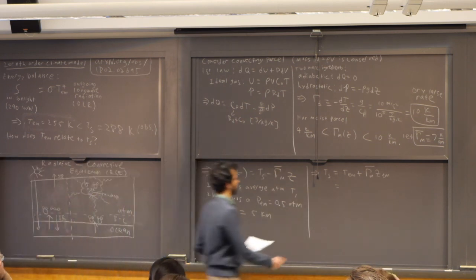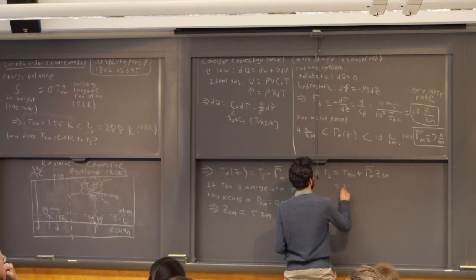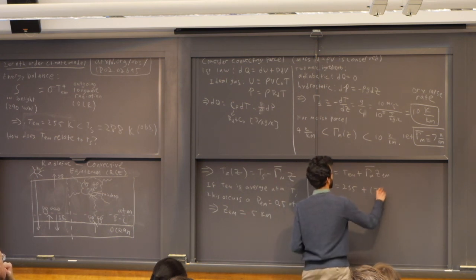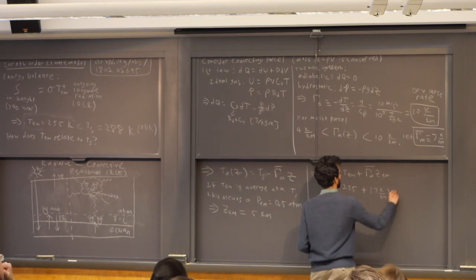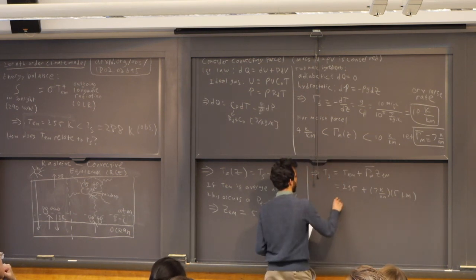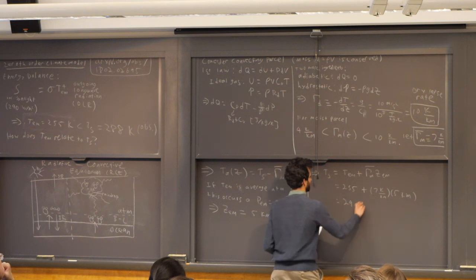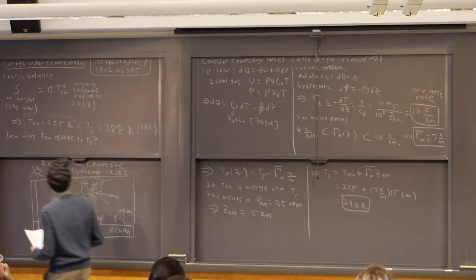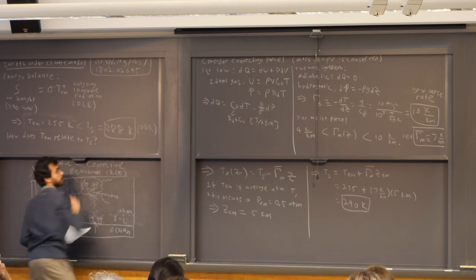So what do we get? This is 255 Kelvin plus 7 Kelvin per kilometer times 5 kilometers. 7 times 5 is 35, plus 255, it's 290. It's not bad. That's the observed value.